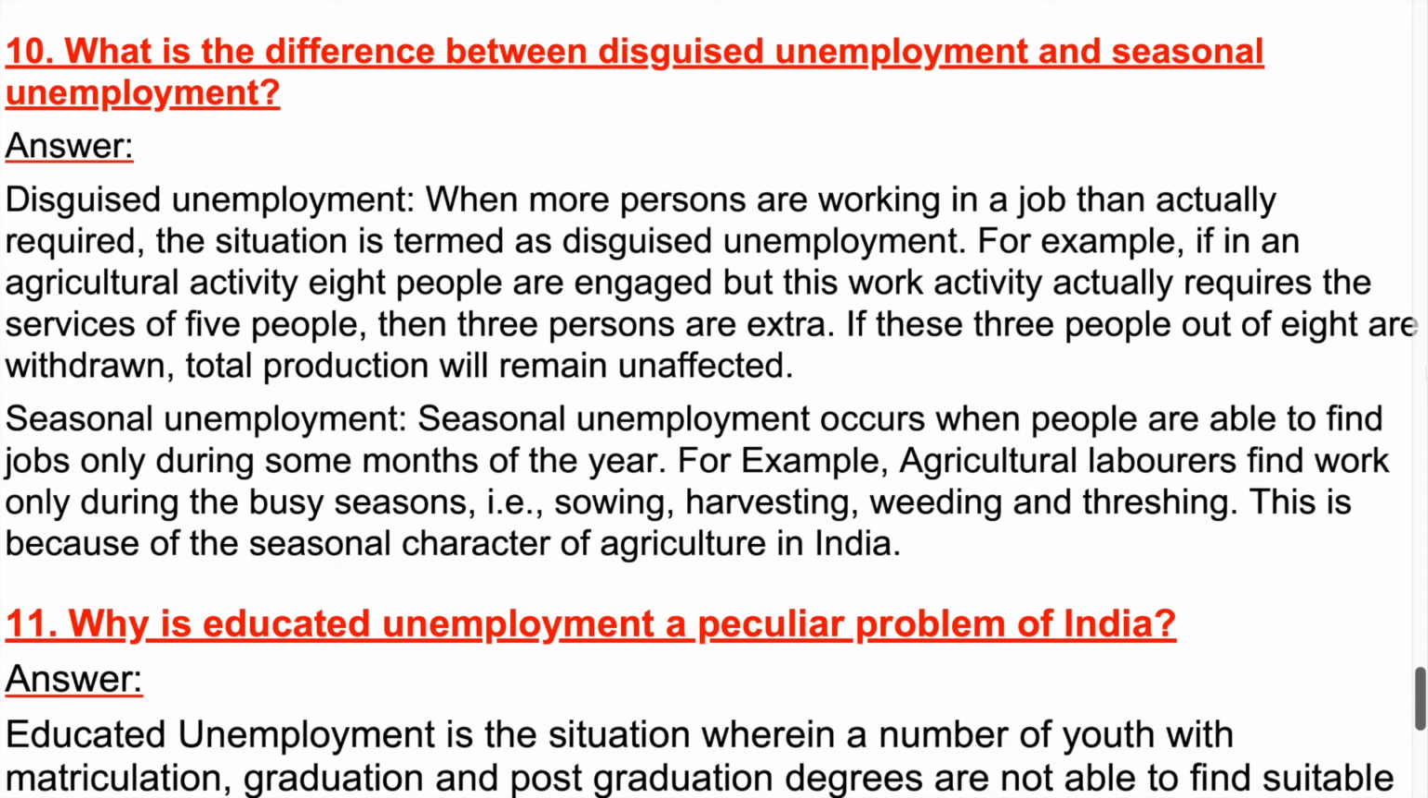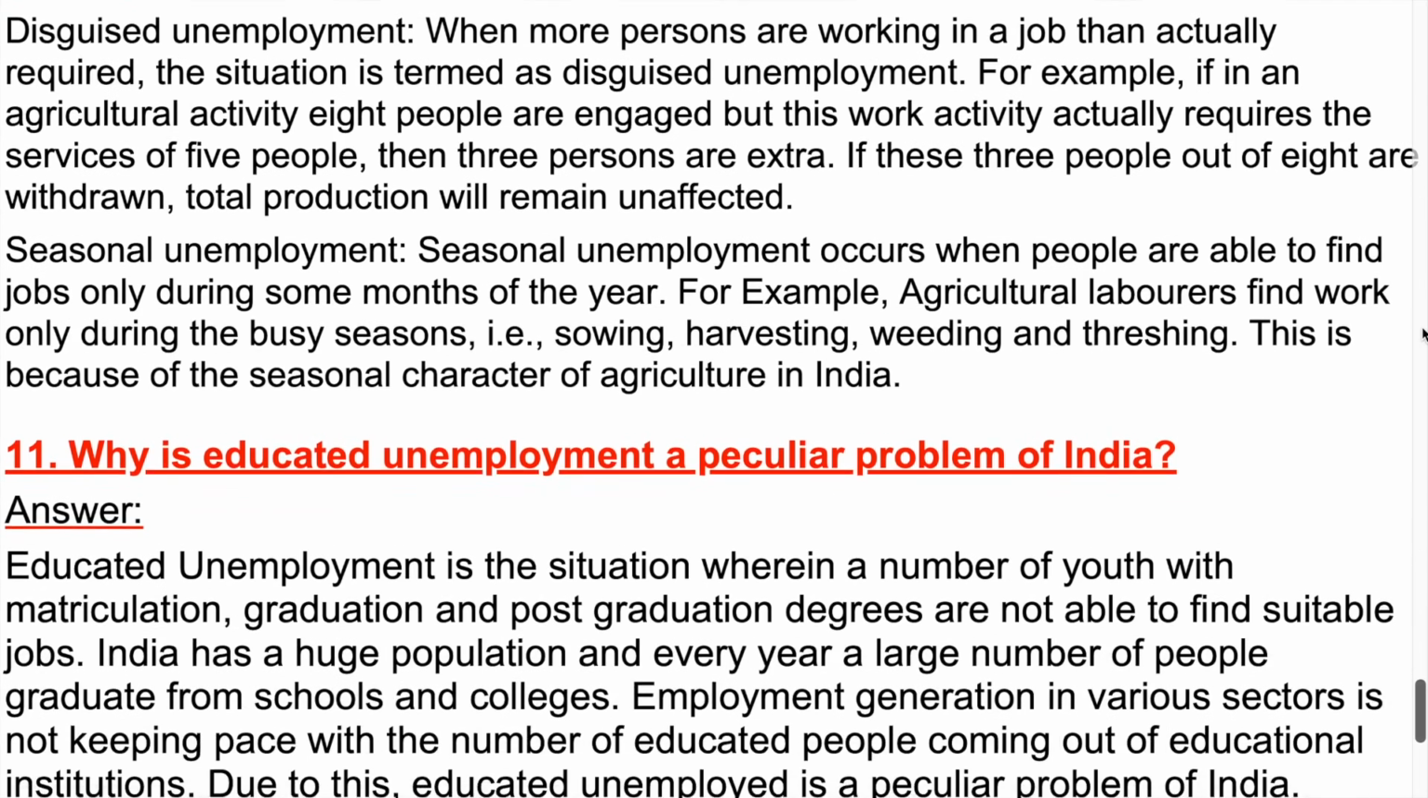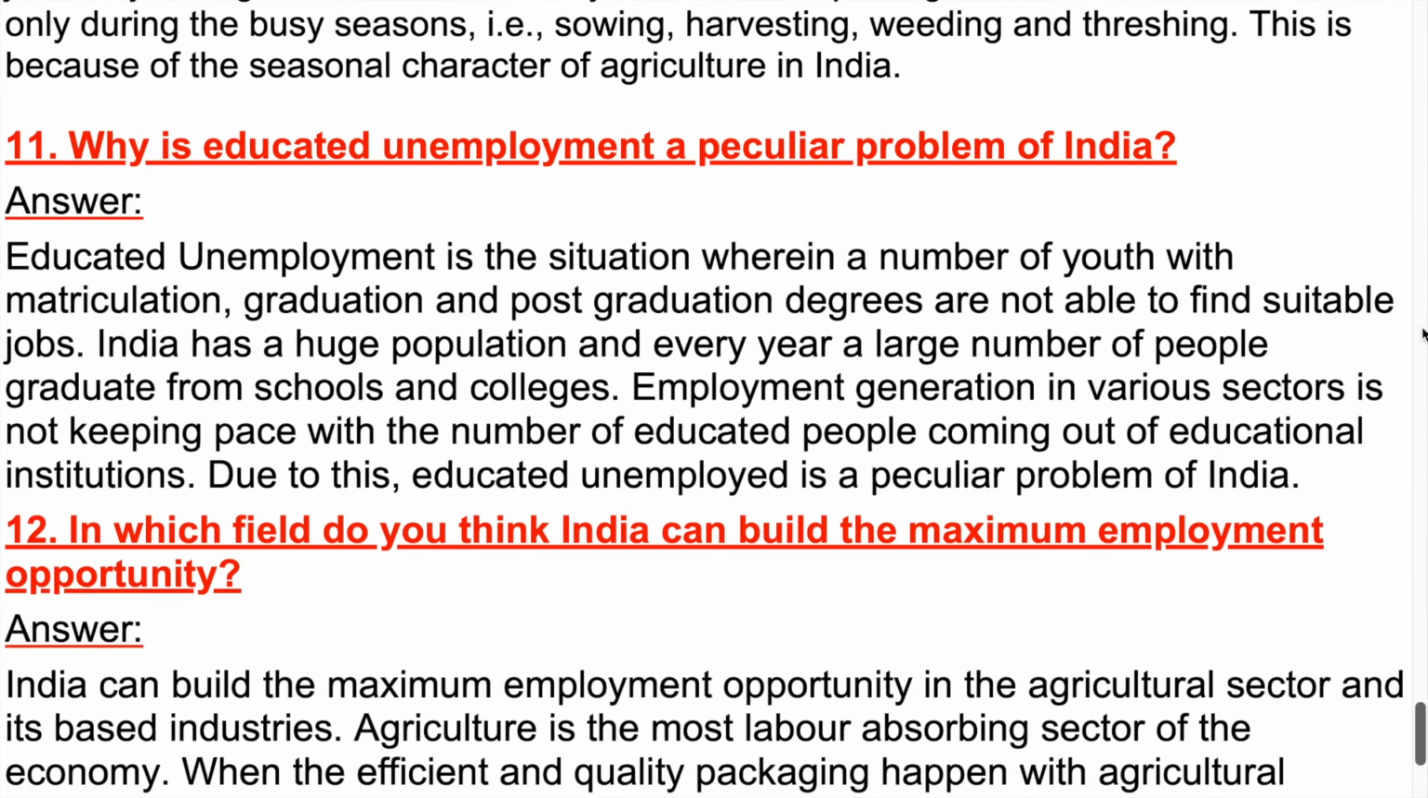11. Why is educated unemployment a peculiar problem of India? Answer. Educated unemployment is the situation wherein a number of youth with matriculation, graduation and post-graduation degrees are not able to find suitable jobs. India has a huge population and every year a large number of people graduate from schools and colleges. Employment generation in various sectors is not keeping pace with the number of educated people coming out of educational institutions. Due to this, educated unemployment is a peculiar problem of India.